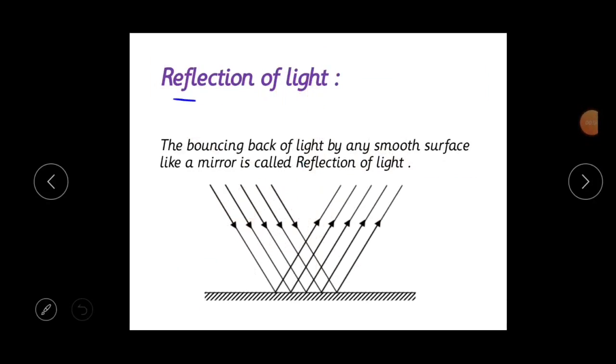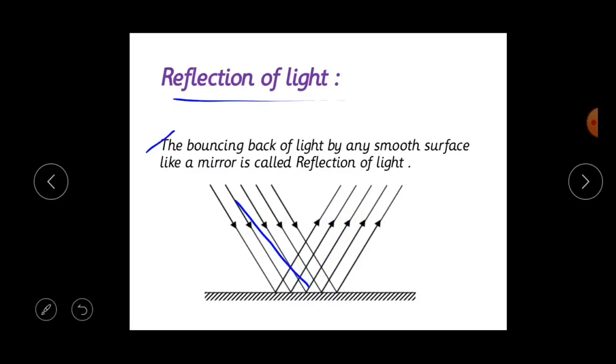Next one is reflection of light. So children, let us know what is this reflection of light. The bouncing back of light by any smooth surface like a mirror is called reflection of light. So reflection of light is nothing but the bouncing back. This is a light. Okay, so here when the light hits the mirror, it will bounce back. Yes, so this is the reflection. The bouncing back of light by any smooth surface like a mirror is called reflection of light.